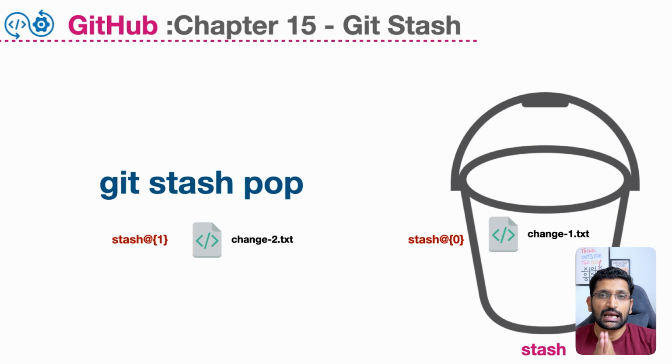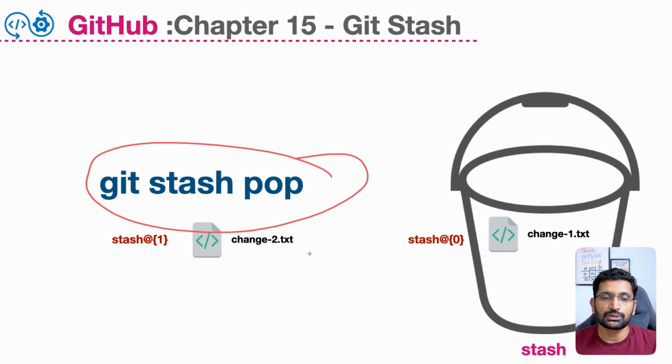Now, since you have stashed your changes inside your stash, how will you pop those changes back? For that we are going to run the command git stash pop. The pop works on the concept of last in, first out. The last stash we did was for change2.txt, so that was the last entry inside our stash. As soon as you run git stash pop, it is going to pop the last stash which we did, and that is change2.txt.